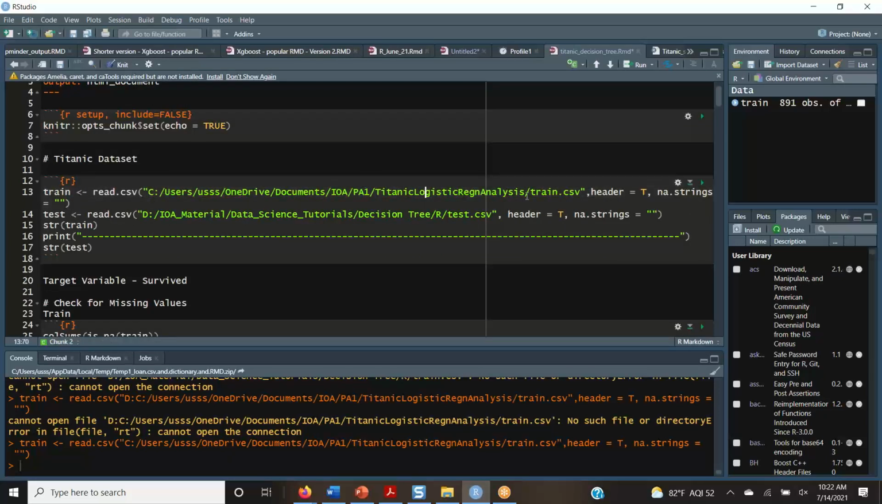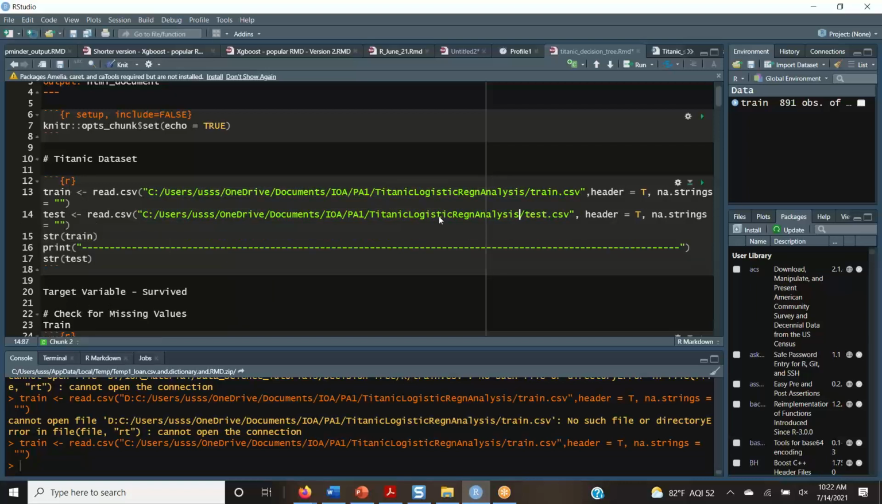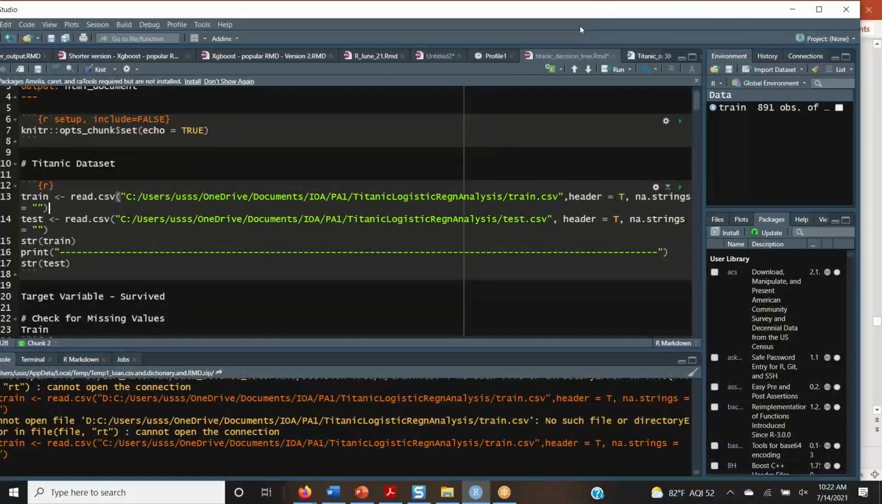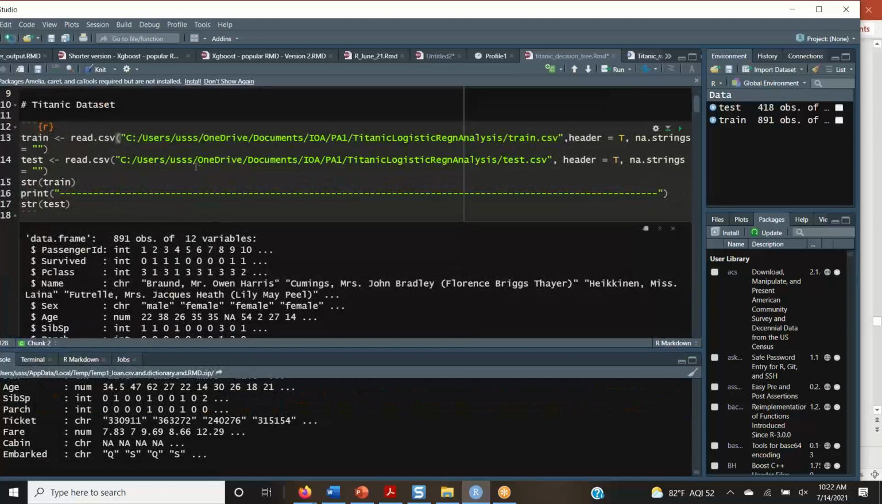Okay, so let's do this. I have given you the data set, so I'm going to run it again one more time. This is the place where you downloaded the data. I can run both of these, or how about I run the whole block? Run the current chunk. I didn't have any problem. I was able to access the training data set and the testing data set.